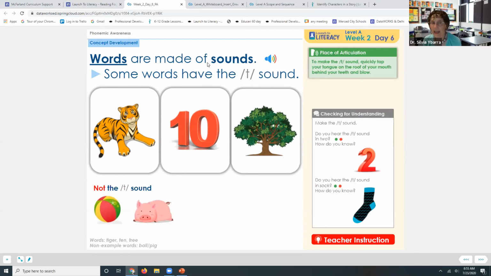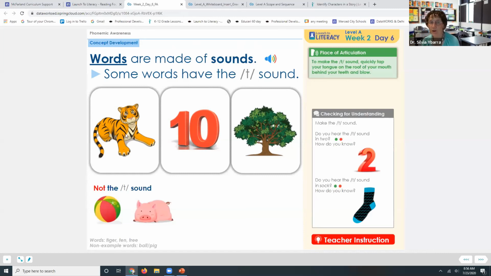Sounds. Students, some words, not all of them, they have the t sound. Can you tell me which sound? The t sound. Very nice. Let's say it one more time. They have the t sound. If you teach students this throughout the whole year, you're actually beginning to connect the alphabetic principle for them, because this is the basis of learning how to read.